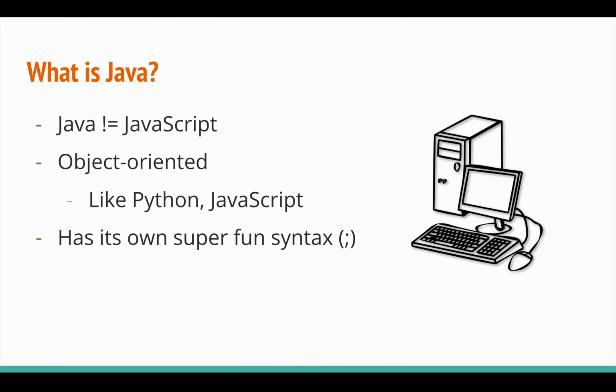So Java is not the same thing as JavaScript. Java is object-oriented, just like Python and JavaScript. And it has its own fun syntax where you have to end each line of code with a semicolon or else it will not run.